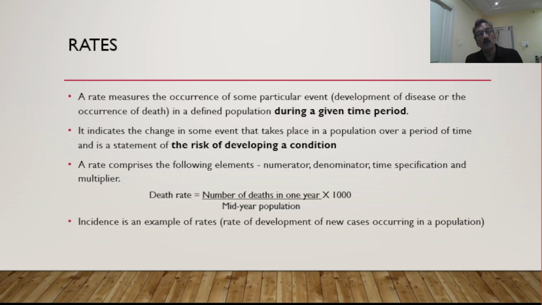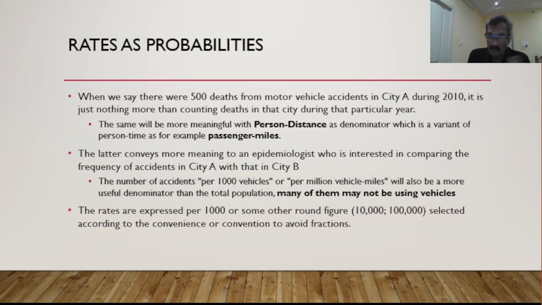Here we are actually looking at not prevalence. We are moving on to the next concept, that is incidence, the rate at which a new disease develops in a population over a period of time. And that actually indicates a change in an event which takes place continuously in a population over a period of time. And that actually is a statement of risk of developing a condition in a population given an average individual. Moving on, rates are not proportions. Rates are actually not ratios, like an odds of having an exposure in a disease condition. It's not a proportion, it's actually a probability.